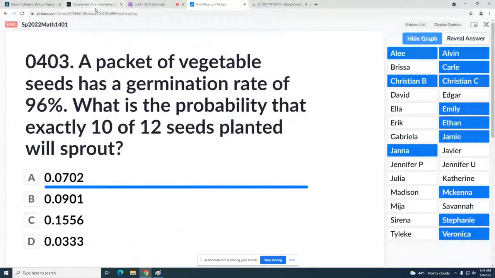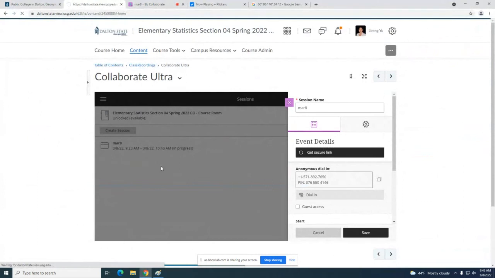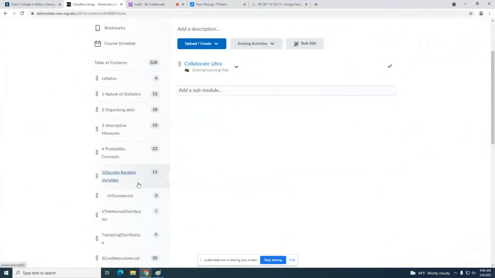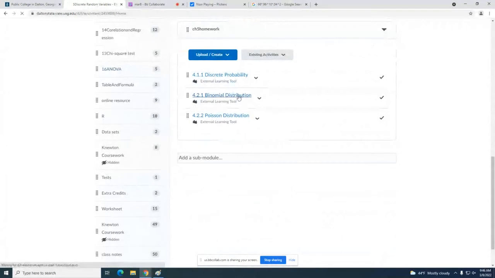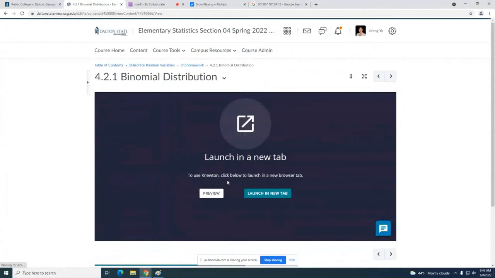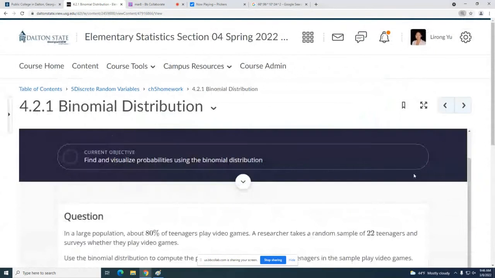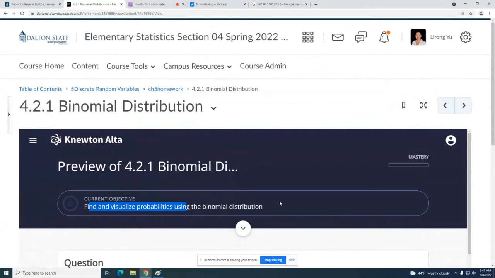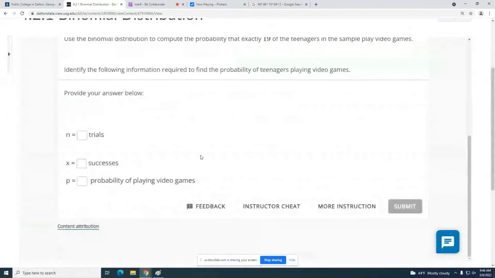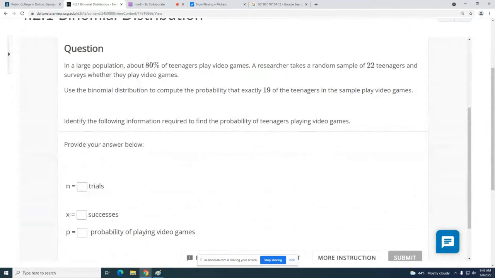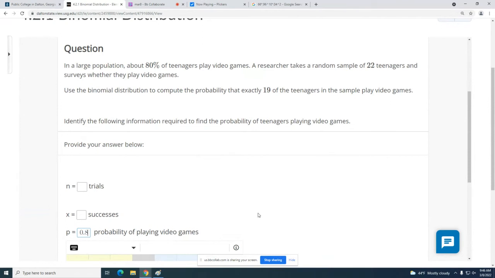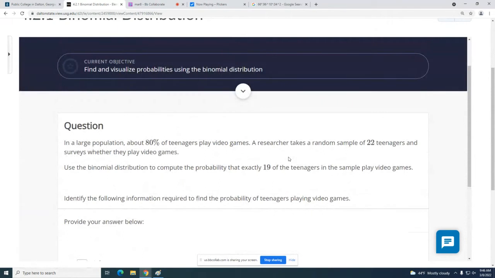We can try a couple examples from the assignment. We tried a few last time. The second assignment. First question is find and visualize probability using the binomial distribution. Whenever it says visualize, it probably presents some kind of graph for us to see. Like this question, 80% of teenagers play video games. So the percentage is now 80%. I'll just write 0.8. We turn the percentage into a decimal.